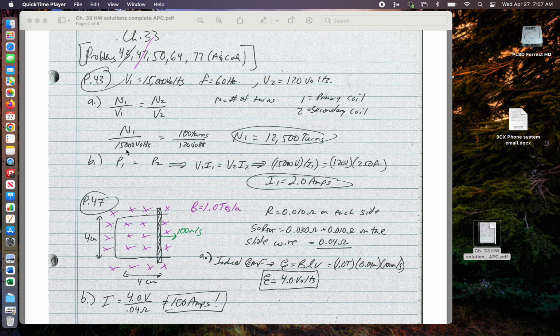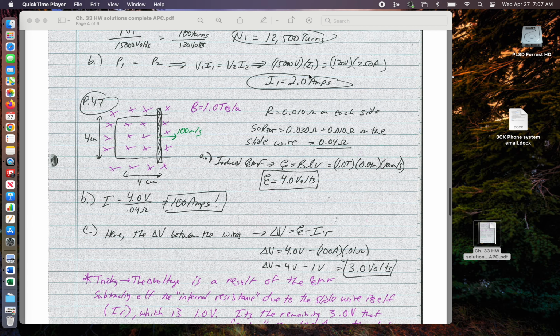In an ideal transformer, the power is equal in both the primary and secondary. Transformers in reality are not ideal, but this one is. So the rate at which energy is supplied is the same as you get out. So power is V times I, so we could do that and figure out the current. And so you can see in the higher voltage there's much less current.